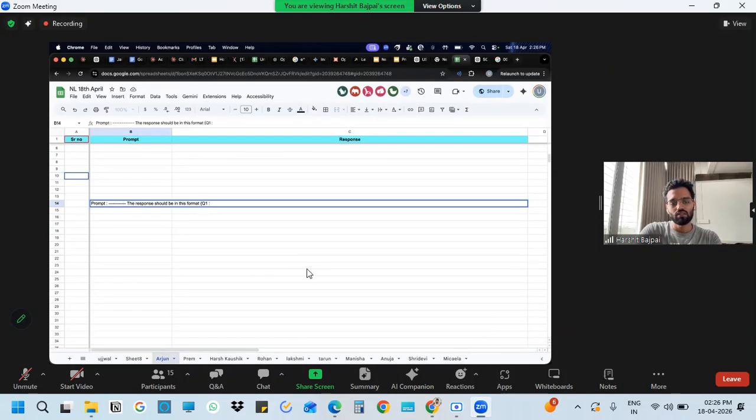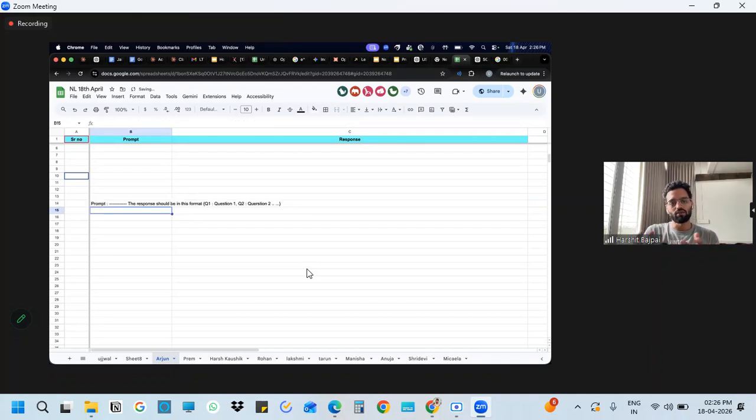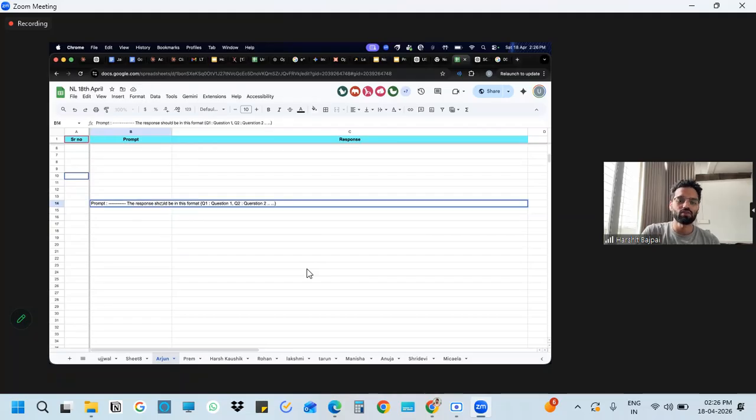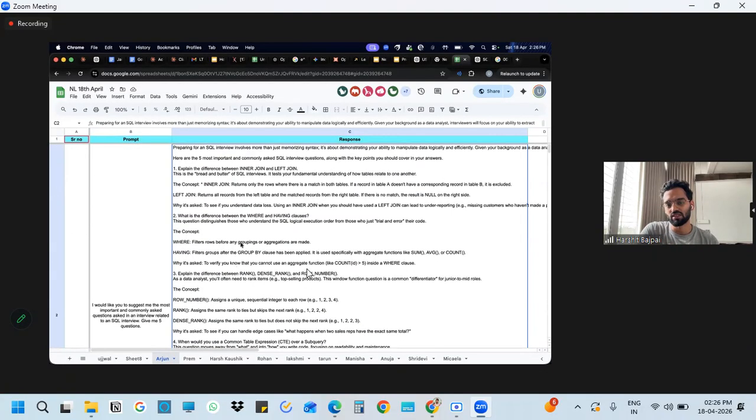Q1, question 1, Q2, question 2. Yeah, so this is one format, right? There can be different formats. It can be JSON format. So you need to tell that in your prompt. You also need to tell it that it should contain queries as well, right? Because your question bank should not be only theoretical questions.